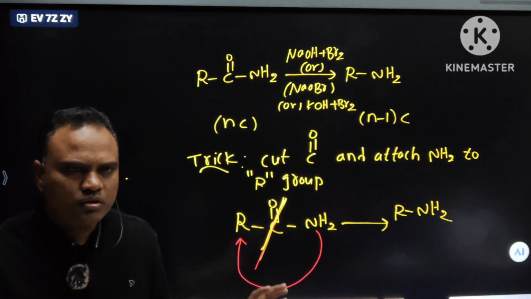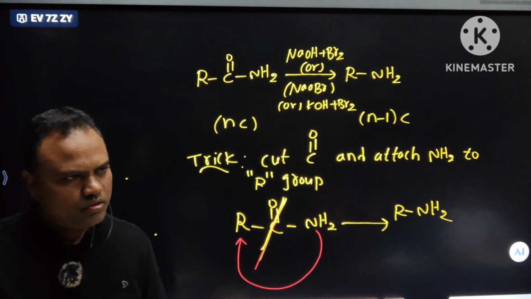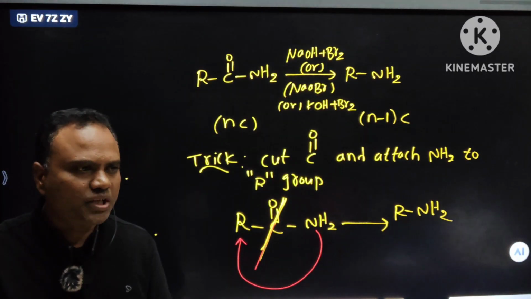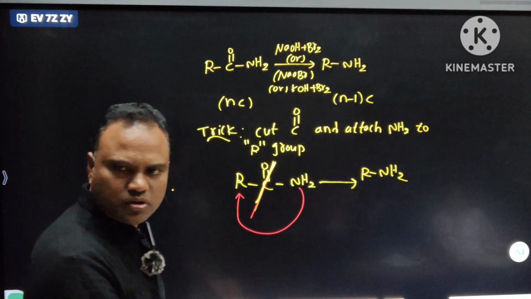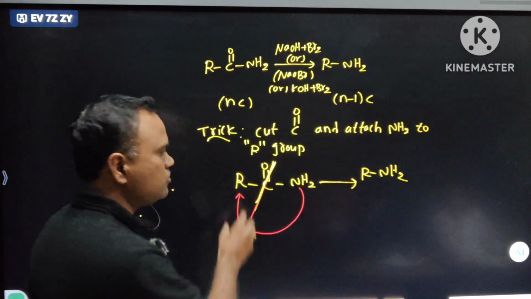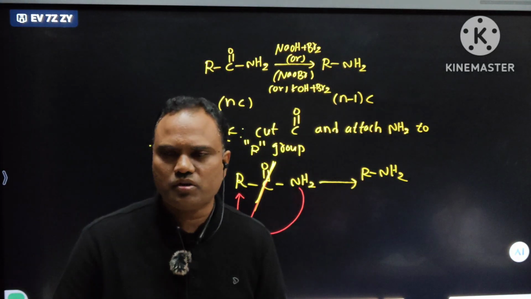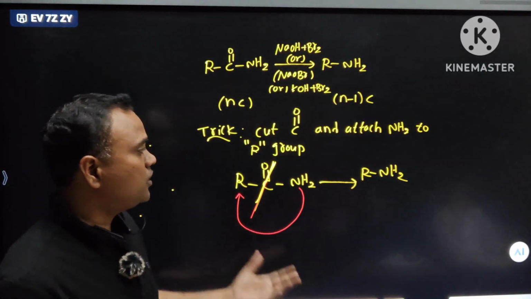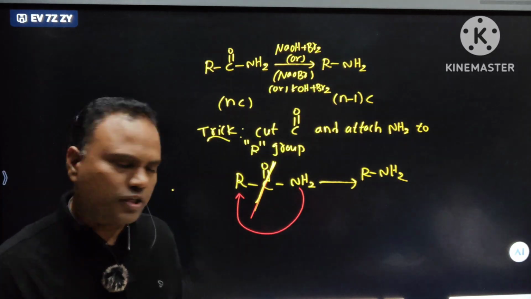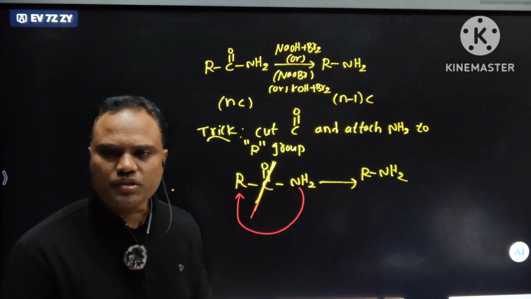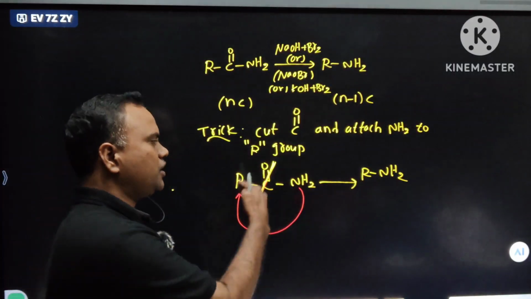First of all, let us understand the simple mechanism, shortcut trick. Then we will go with the mechanism and exceptional cases, right? Very simple trick to write the product. Cut C double bond O, attach NH2 to R. First let us write products based on the shortcut mechanism. After that, we will go with the mechanism, number of moles of NaOH used, bromine used, original mechanism, balanced equation. Write examples. Trick: remove C double bond O, attach NH2.